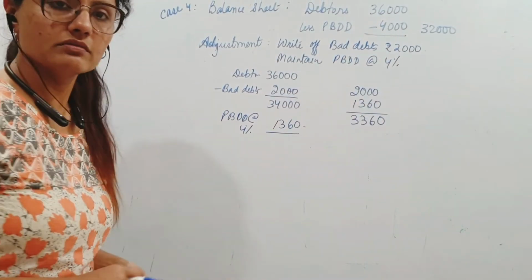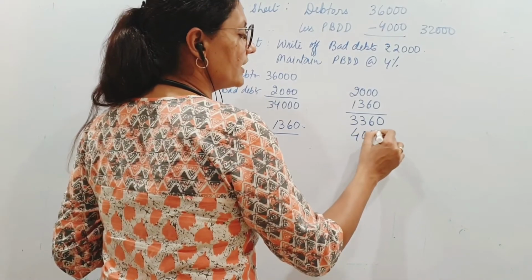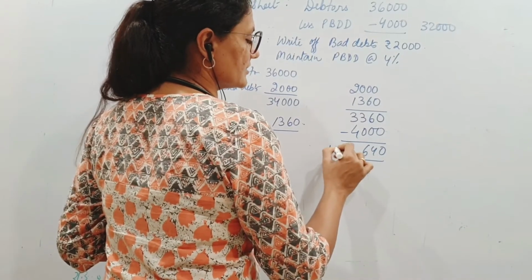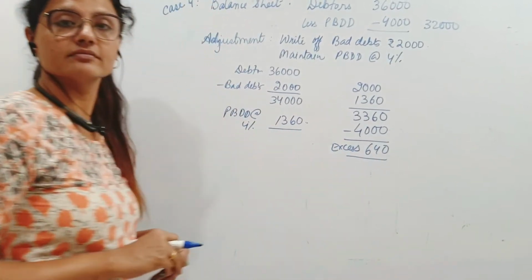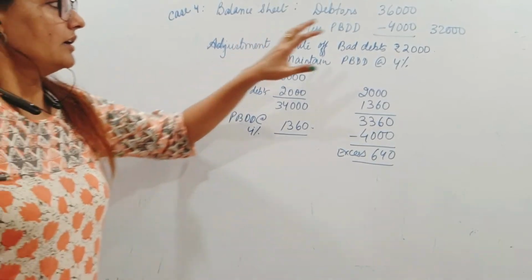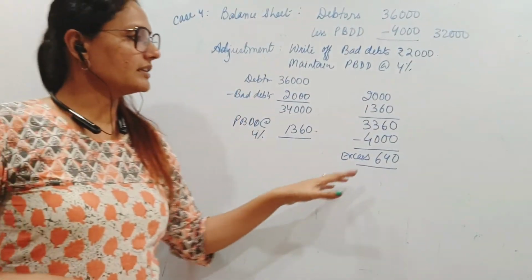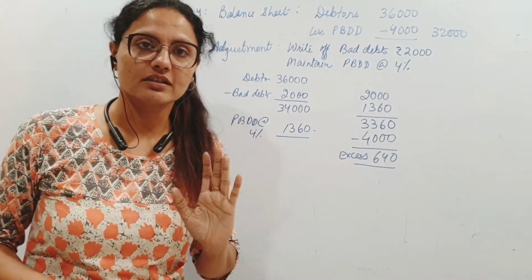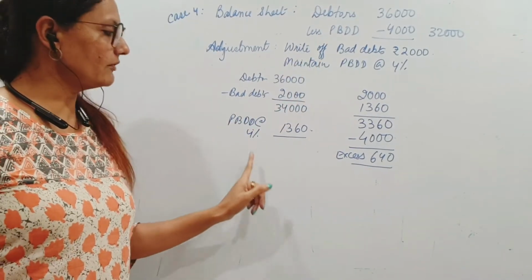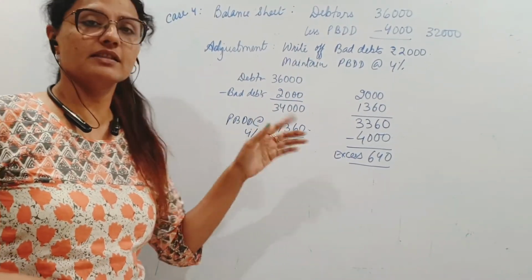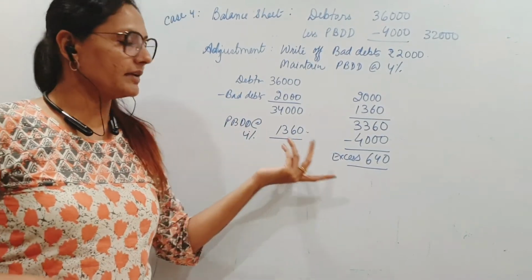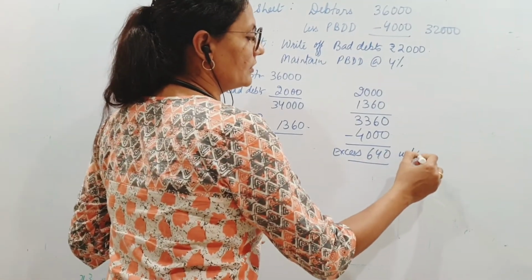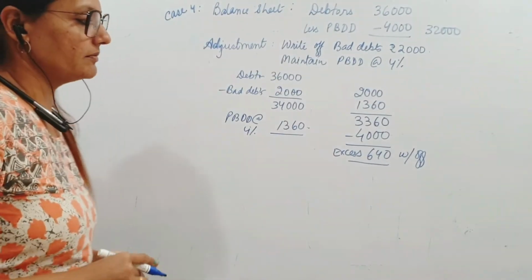But you already have 4,000, meaning you have more than the required. How much more? If I subtract this, it's 640 excess provision that I have. Are you getting it? 4,000 already है मेरे पास. मुझे कितना चाहिए उसमें से? 2,000 I require to write off bad debts. I still have 2,000 rupees left. But as per this, I need only 4% of the debtors, meaning only 1360 I require. So obviously I am having an excess provision of 640. This also needs to be written off. We will reduce the provision by 640.